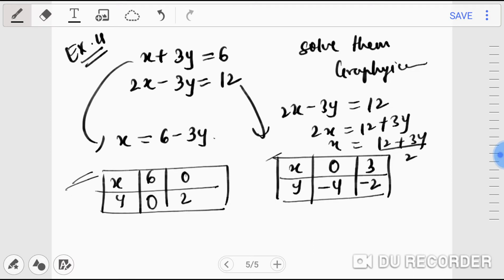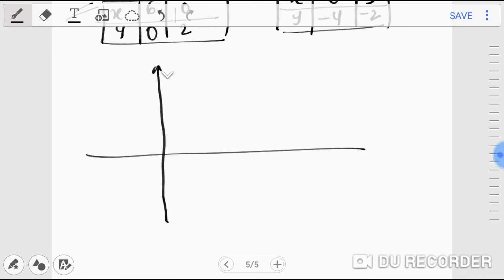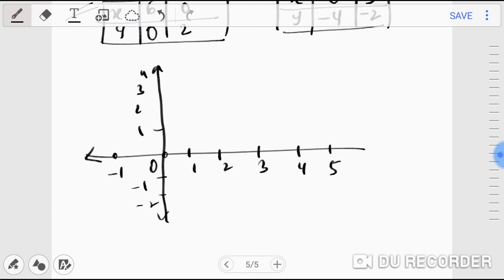Now you have to project them onto the graph. Once you're projecting them onto the graph, if you have a graph like this, you can write the numbers 1, 2. It's a positive graph, so no need of making the negative line. You can keep it short. So like this it will make.